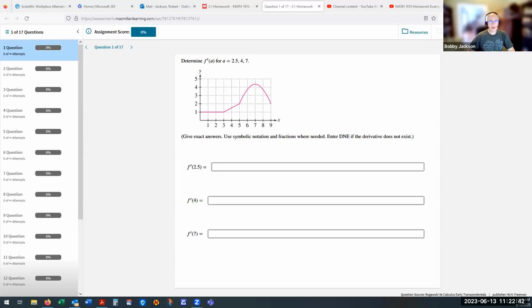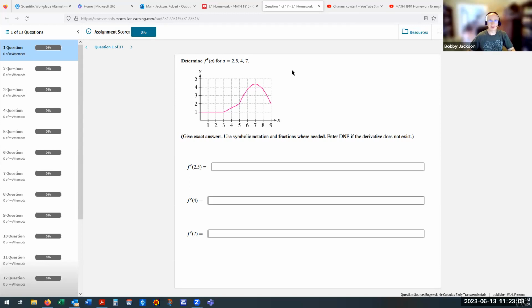Everyone, we're going to take a look at number 1 in section 3.1. In the problem, we are given, as you can see here, the graph of a function f, and we're to determine f prime of a, that is the derivative of the function at a, for a equal 2.5, 4, and 7. So remember, the derivative tells us the slope of the graph at a point on the graph.